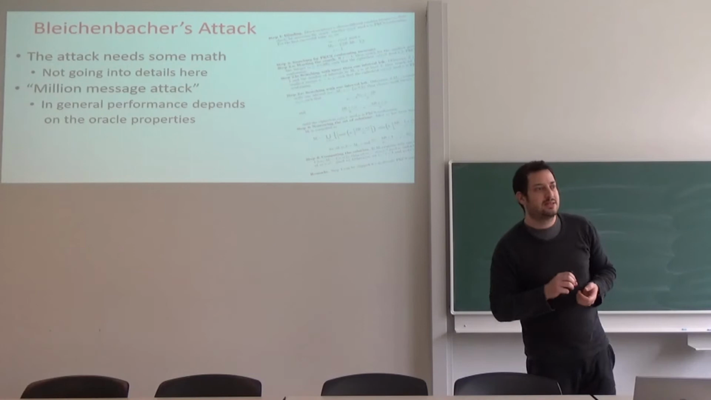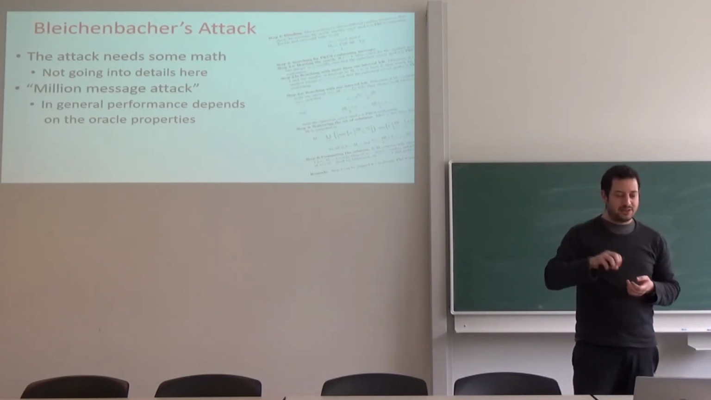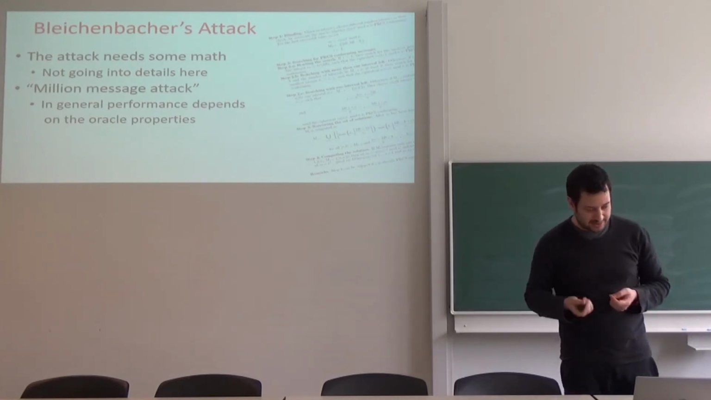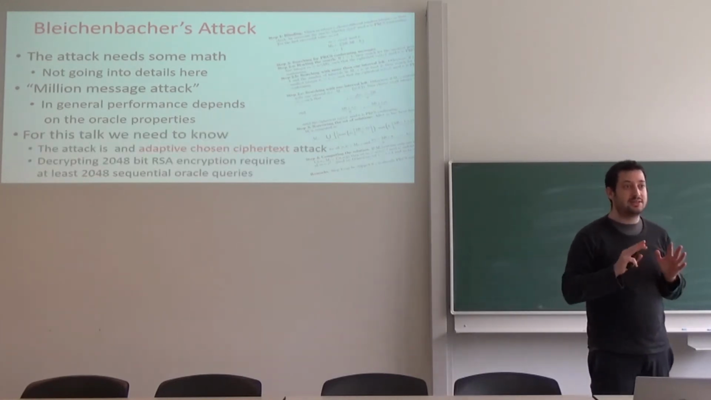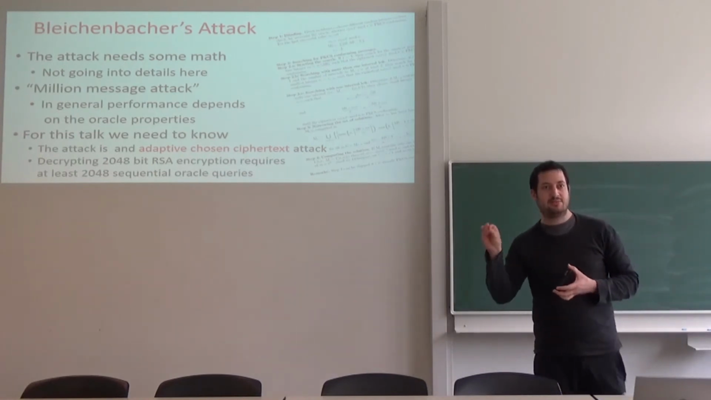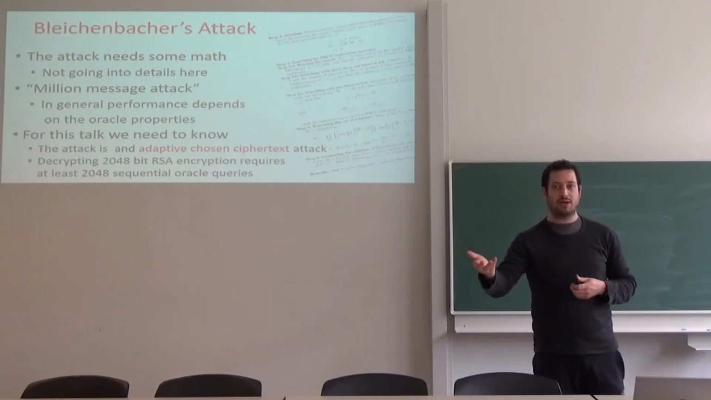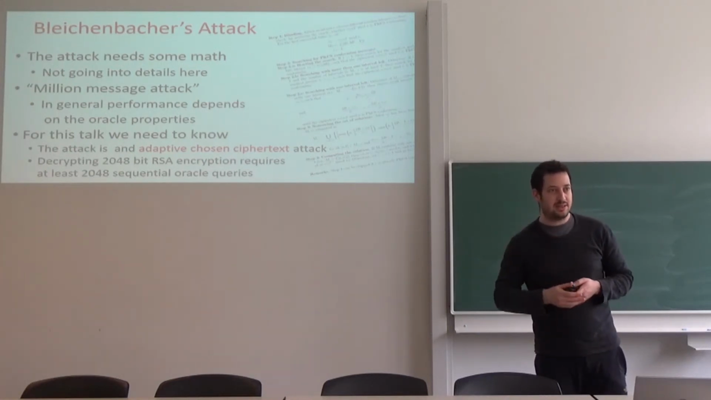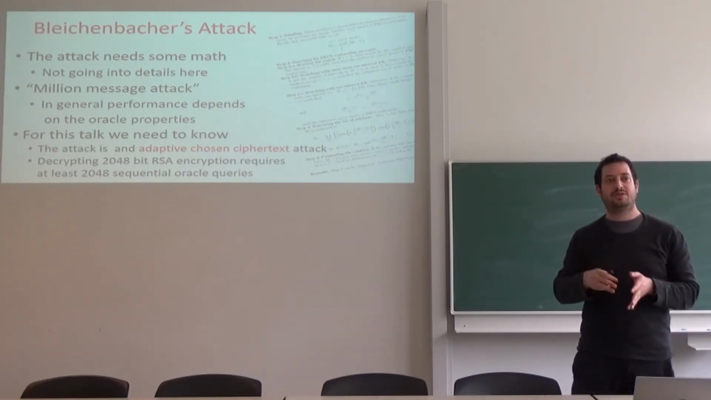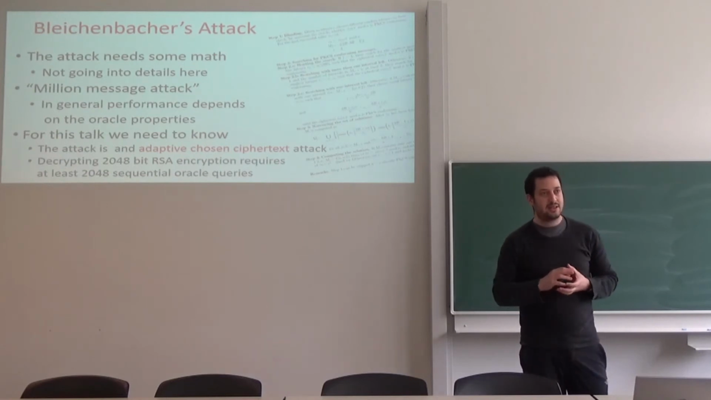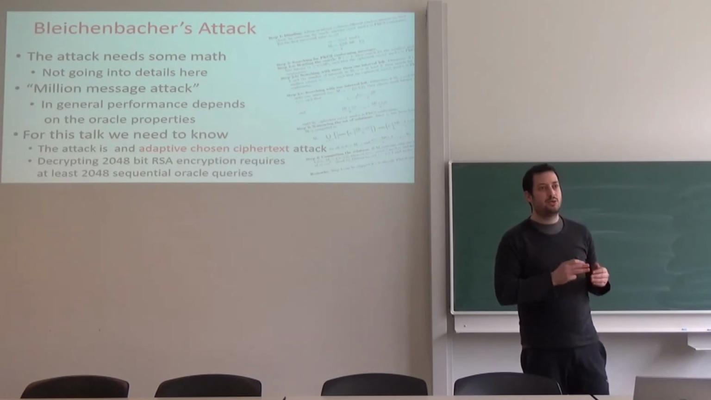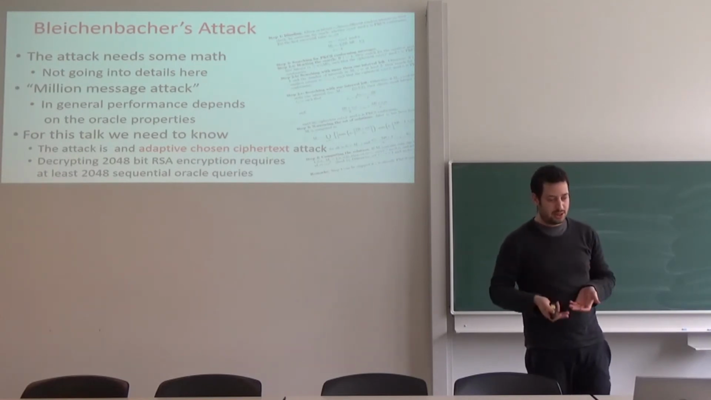But in general, this number actually depends specifically on the oracle properties that we have and a little bit on luck, as we will see. So what we need to know for this attack is that it is an adaptive chosen ciphertext attack, which means until we hear the answer from the oracle, we can't send the new ciphertext for the next round of the attack. And in order to decrypt 2048 bits of RSA encryption, no matter what oracle we have and how lucky we get, we need at least 2048 sequential oracle queries.